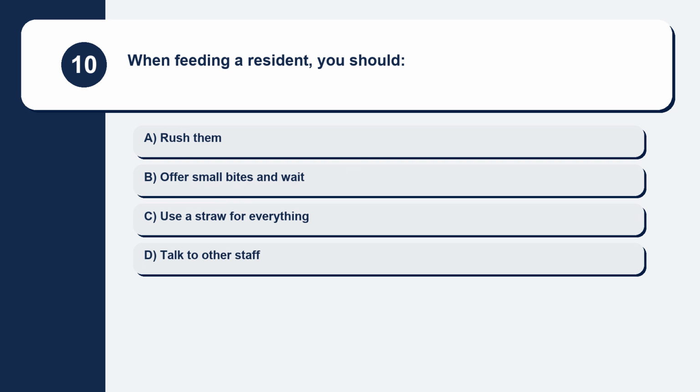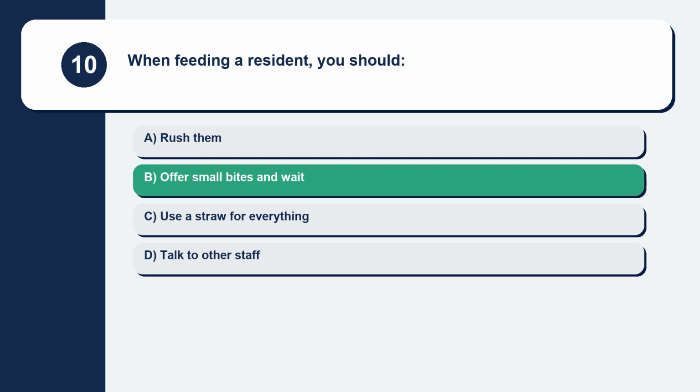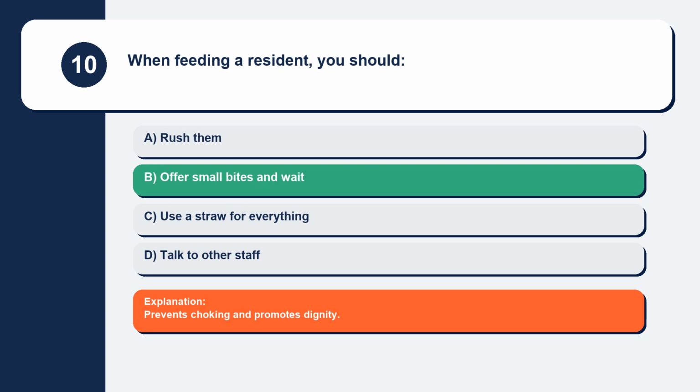Question 10. When feeding a resident, you should rush them, offer small bites and wait, use a straw for everything, talk to other staff. Answer: offer small bites and wait. This prevents choking and promotes dignity.